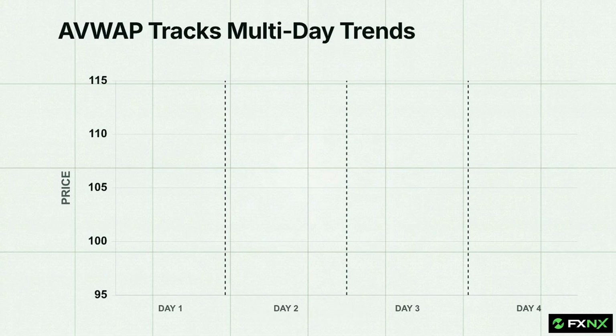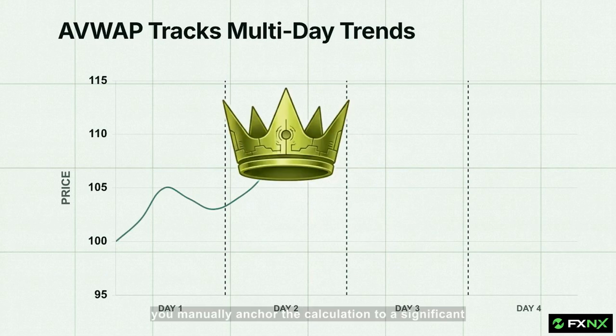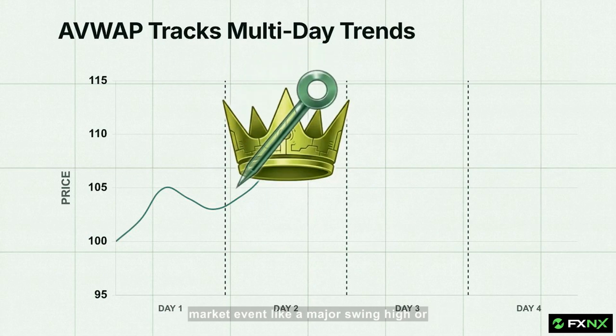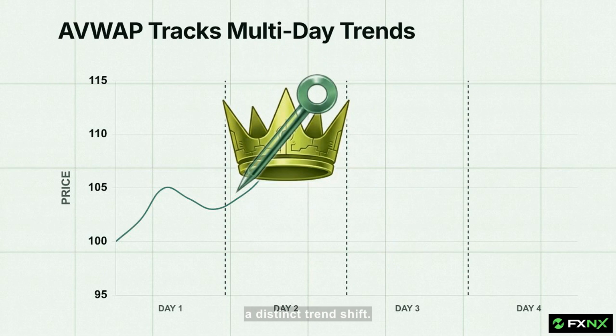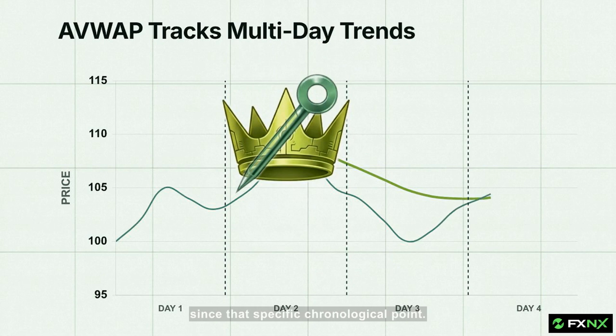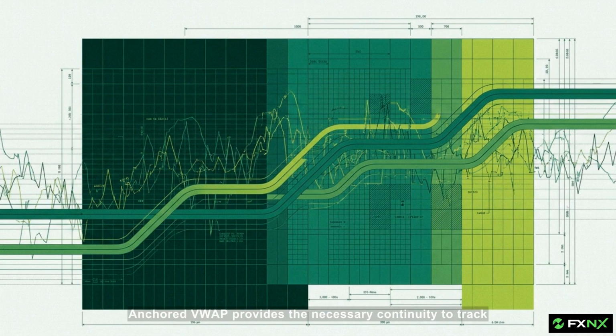Look at this chart. Instead of an automatic daily start, you manually anchor the calculation to a significant market event, like a major swing high or a distinct trend shift. This anchored line now accurately tracks the average price paid by market participants since that specific chronological point. Anchored VWAP provides the necessary continuity to track long-term institutional momentum across multi-day life cycles.